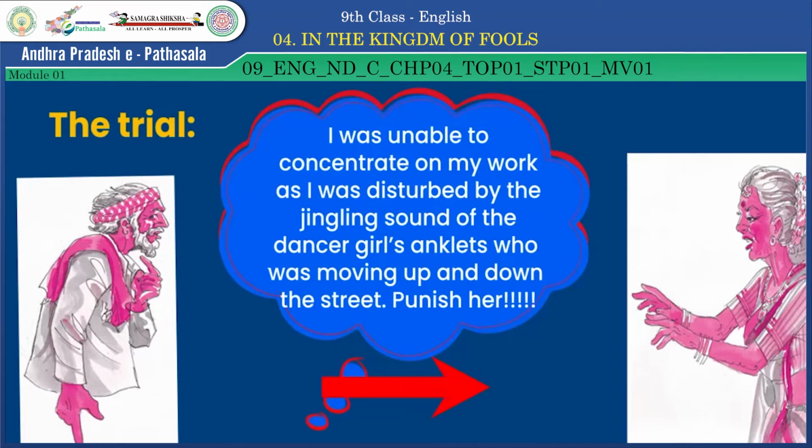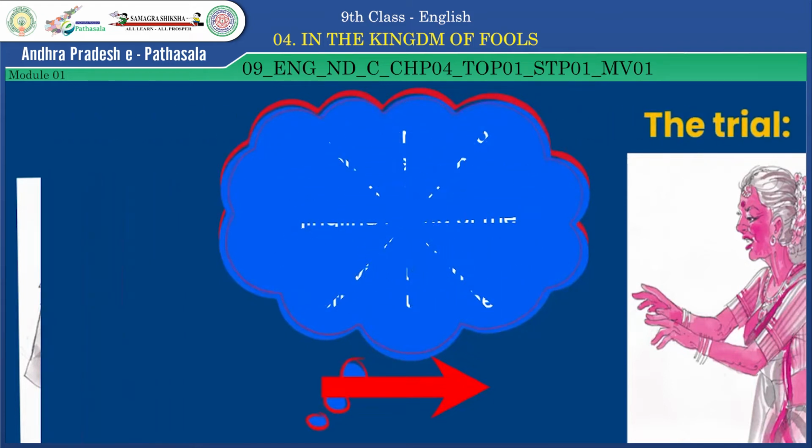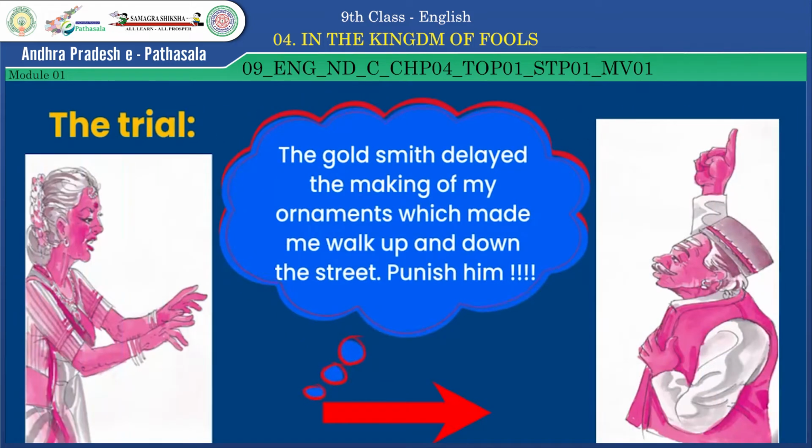When the goldsmith was summoned in the king's court, he recalled the day and said that he had an urgent and important order of a rich merchant. So he had to delay the order of the dancer girl. Who was that rich merchant? The rich merchant was none other than the father of the merchant whose wall had killed the thief. So the entire trial reached the merchant at the end.